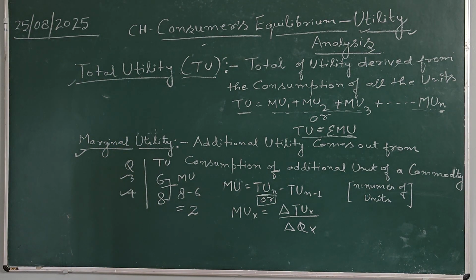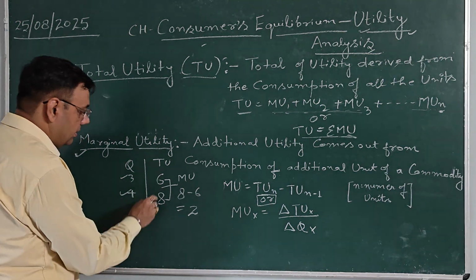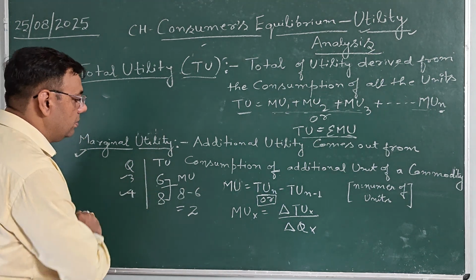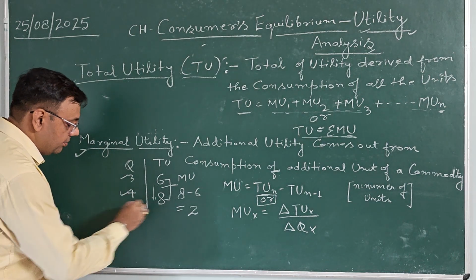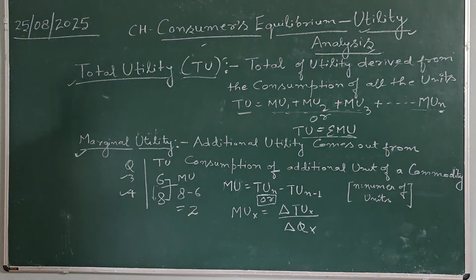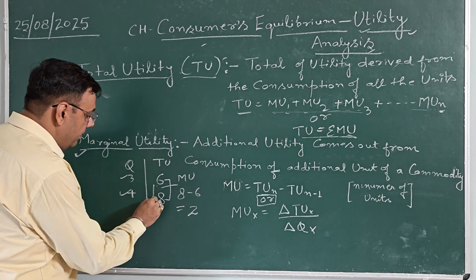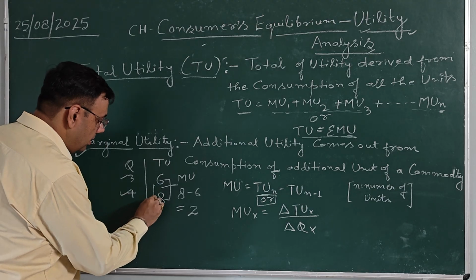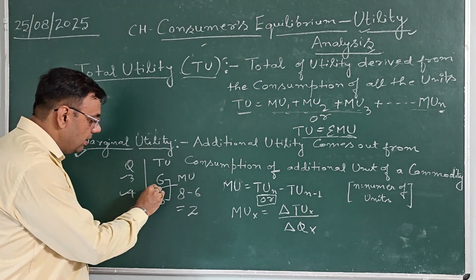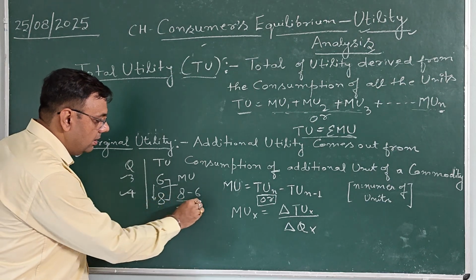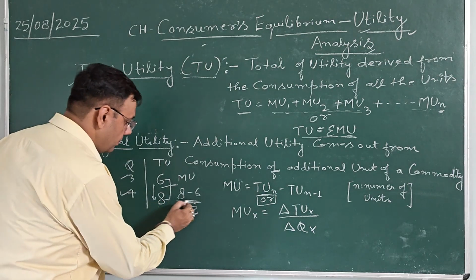So marginal utility is additional utility. Additional utility comes out from an additional consumption of a unit. Or we say, when we consume another unit of a commodity, the difference between the previous and the next is known as the marginal utility. So it is 2.